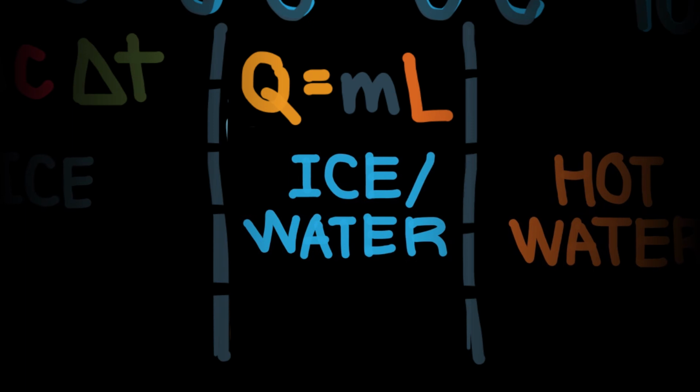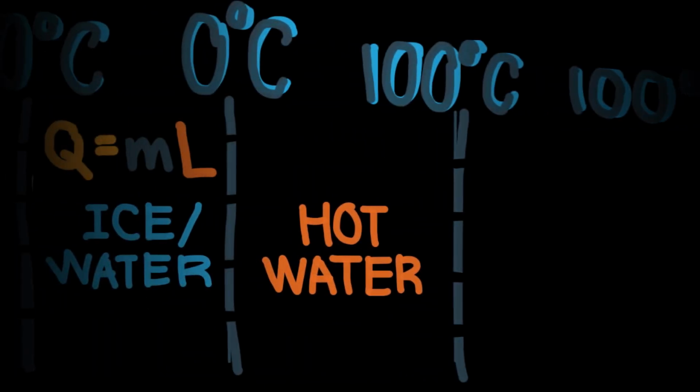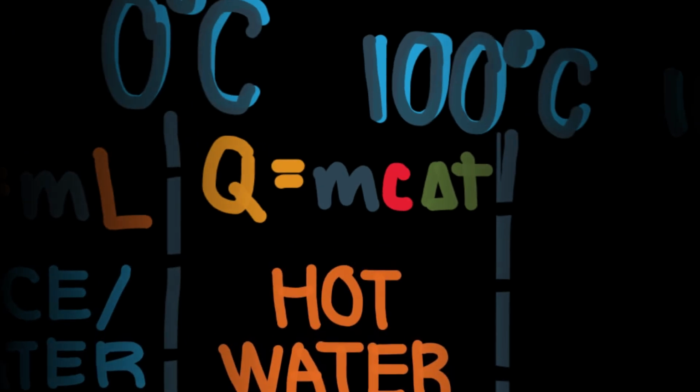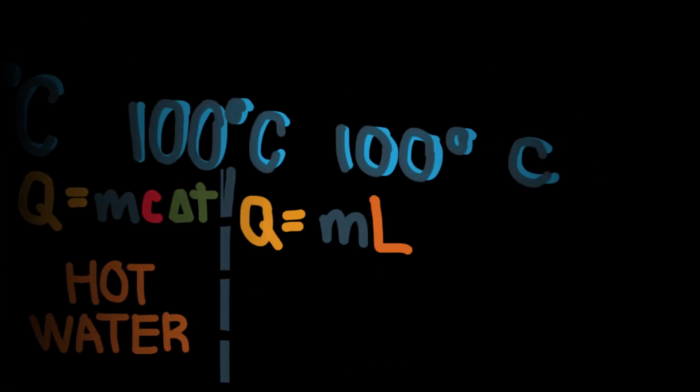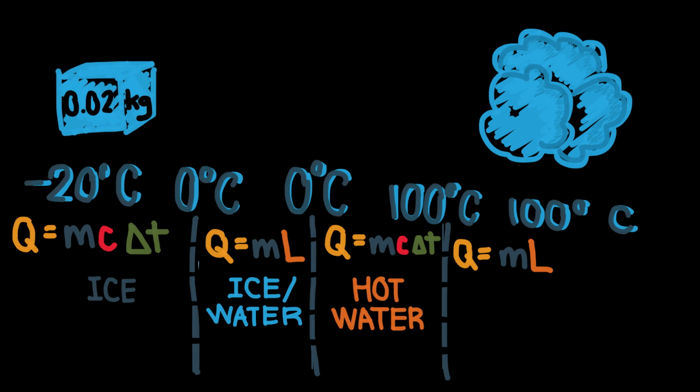Now we heat up to boiling temperature, where both water and steam can coexist. So when we rose from 0 to 100 degrees Celsius, that was a change in temperature, so we use this formula. In this final stage, we use the latent heat formula because there is no change in temperature, simply a change in state. The mass never changes, it remains 20 grams.